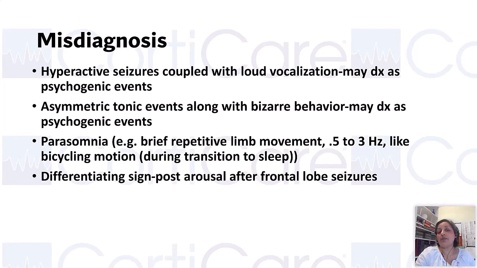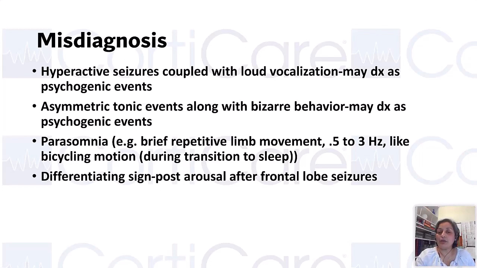If the patient is having hyperactive seizures, which are coupled with loud vocalization, they can be diagnosed easily as psychogenic events. The EEG changes of many frontal lobe seizures are very subtle. It's hard to figure out if there are any electrographic changes happening, so they can be easily diagnosed as psychogenic events. Again, asymmetric tonic events, along with bizarre behavior, can also be diagnosed as psychogenic events.